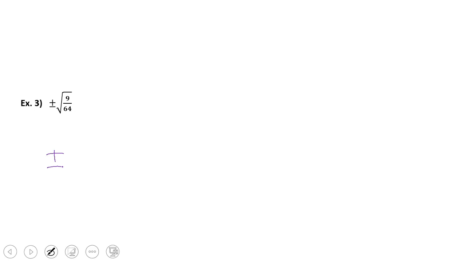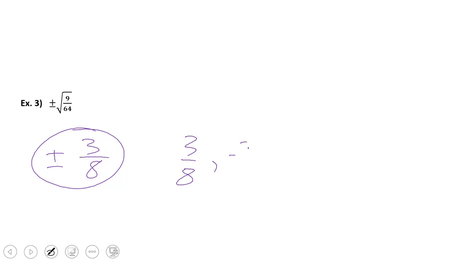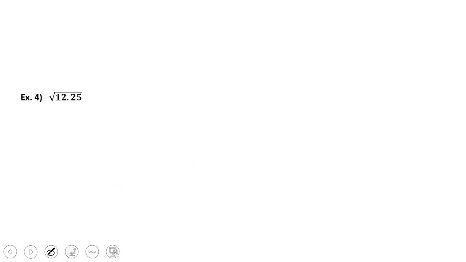And now I have a fraction. Well, it just so happens you do those just like you do any regular number. So we have the square root of 9, which is 3, over the square root of 64, which is 8. So our answer is positive or negative 3/8, or you could write 3/8 and negative 3/8. Remember, both of those mean the same thing.